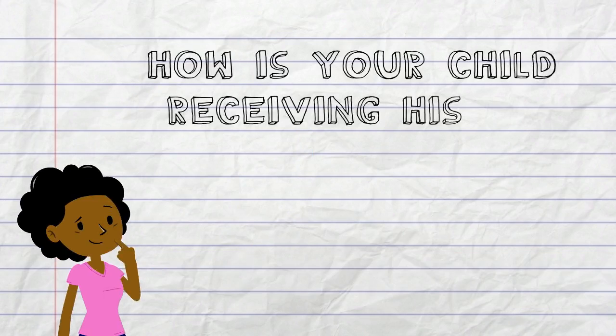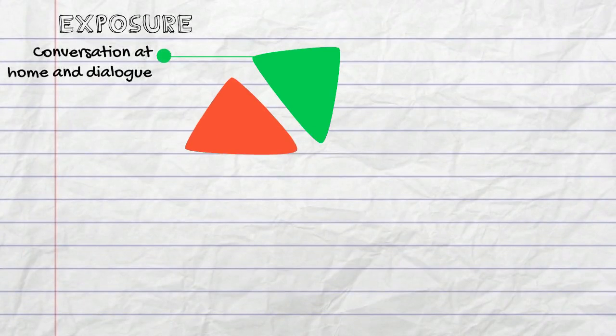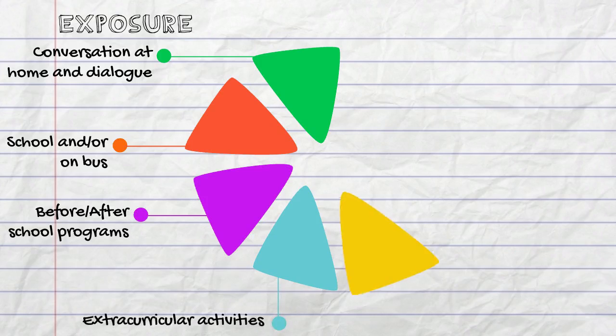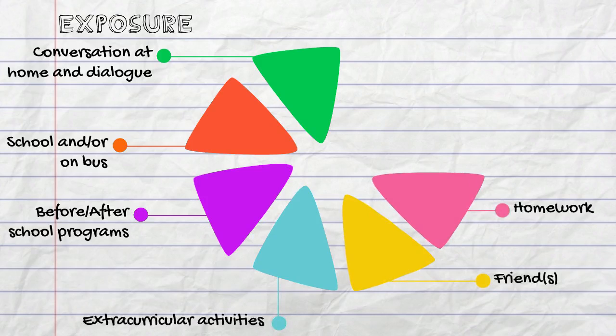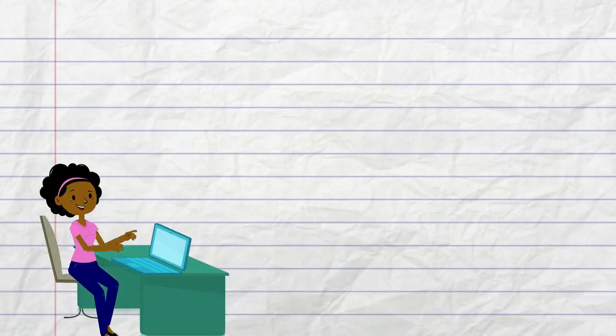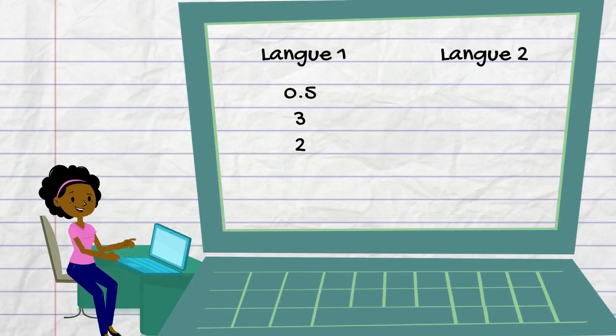How is your child receiving his or her exposure to each language? A few examples are conversation at home and dialogue, at school and on the bus, before and after school programs, extracurricular activities, friends, homework, electronic devices, and reading. By calculating the number of hours of exposure in each language, it is possible to measure the child's level of exposure.